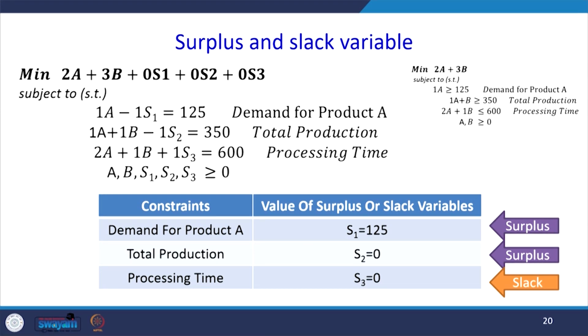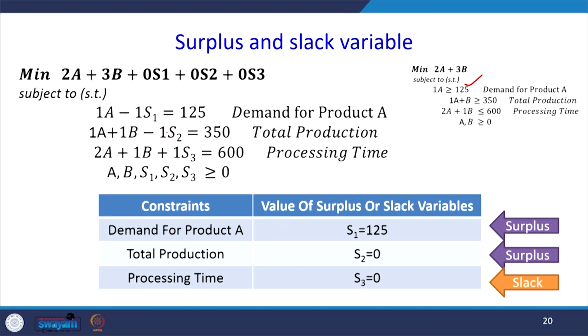Look at this problem. Now we have added a surplus variable, 1A minus S1. Why have I added minus S1? Because our constraint is greater than or equal to type. Look at the second constraint, that is also greater than or equal to type, so I have added minus S2 equal to 350. So this S1 and S2 are called our surplus variables. The third constraint is less than or equal to type, so I have added another variable S3, that is called our slack variable.